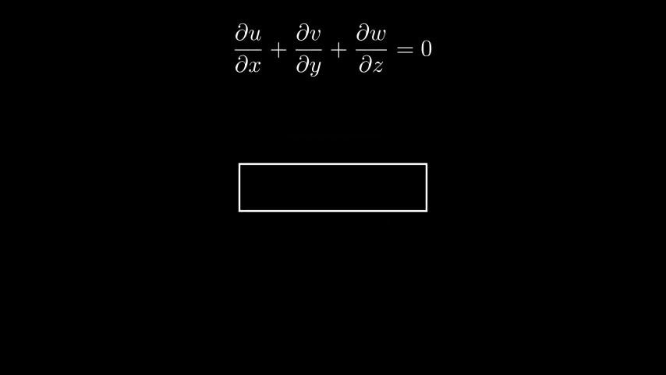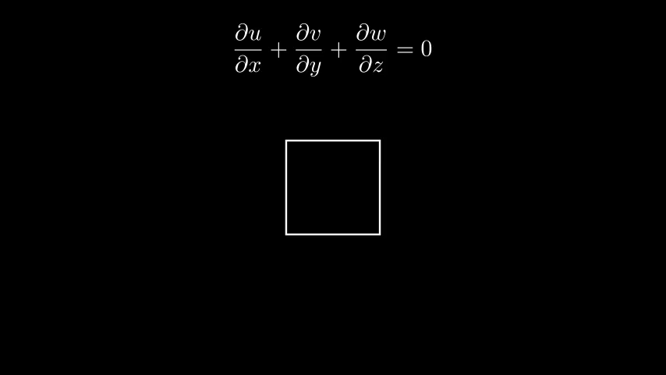Each term represents the rate of stretching or compressing in a particular direction. For example, partial u partial x is the rate at which the fluid element is stretching along the x-axis. For incompressible flow, the total change in volume, the volumetric strain rate, must be 0. The element can distort, stretch in one direction while shrinking in another, but its overall volume must be preserved.